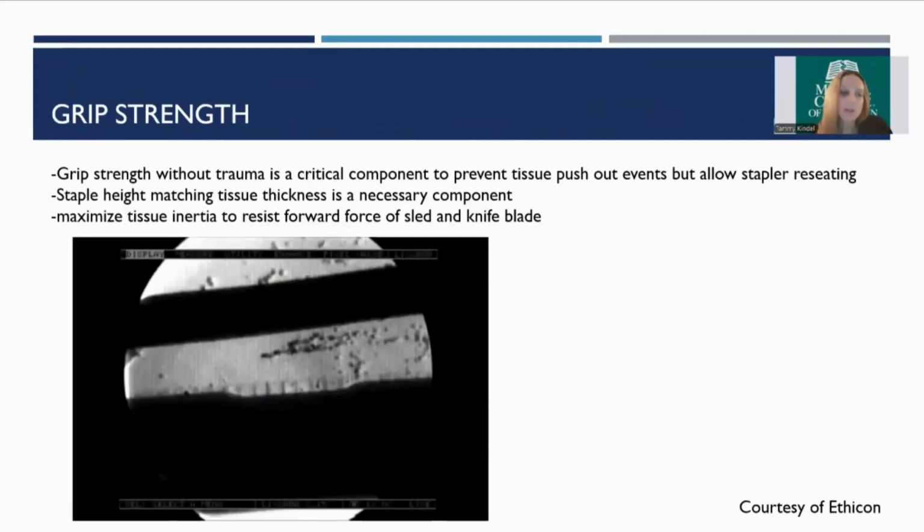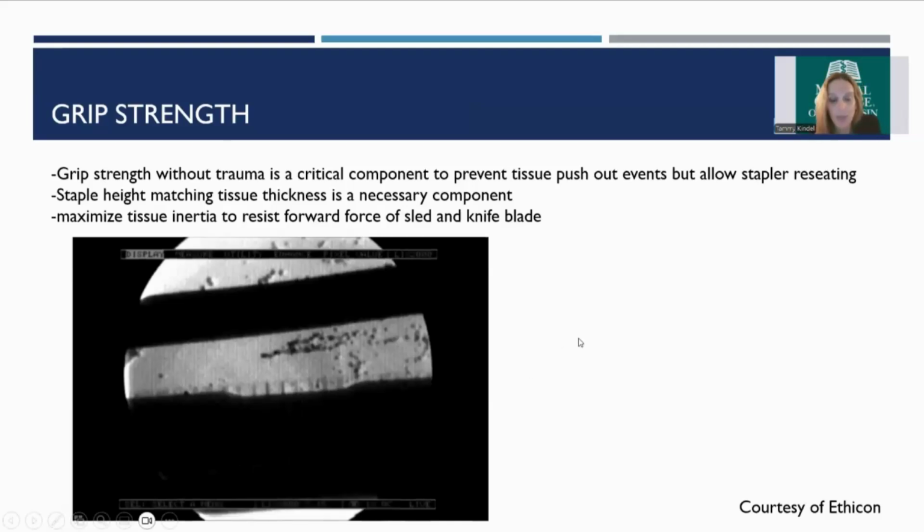Grip strength is also a really important component of correctly formed staples. This is the concept that the tissue inertia is what allows the knife blade pushed by the sled to move forward through that tissue, divide the tissue, create the correct formation of the staples, and not have a tissue push out event. There have been some advancements in grip strength and how the stapler actually is trying to hold inertia of the tissue, recognizing that matching tissue thickness with the correct load is an important part of this.